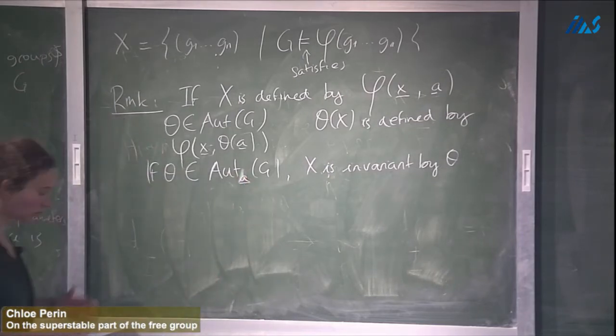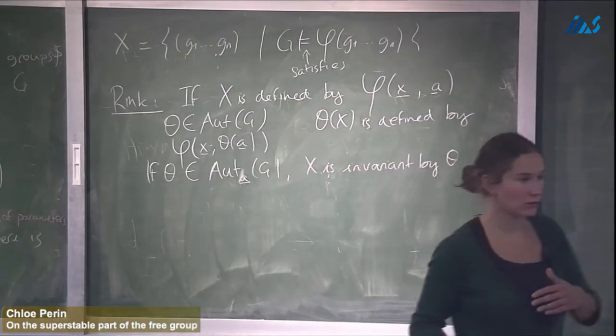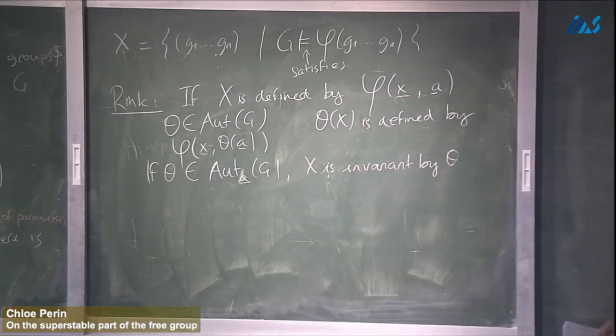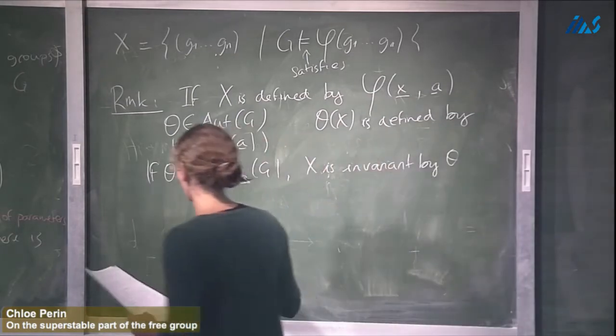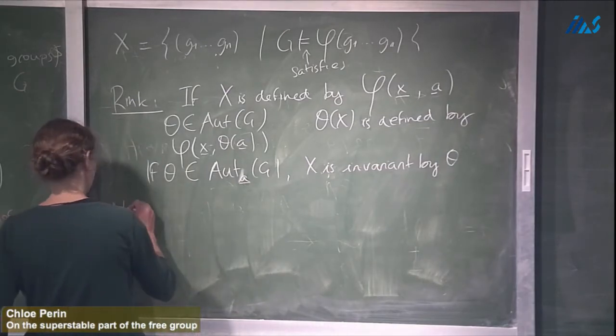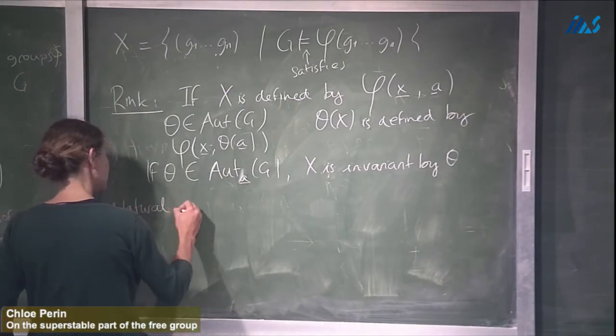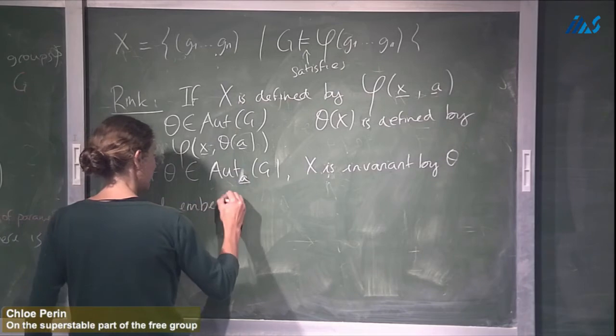So as I said, we should consider a group as endowed with the collection of all its definable sets. And so it means that when you look at subgroups, there is a notion of inclusion which is a bit more restrictive than the usual notion of subgroups. So what are the natural embeddings in this setting?